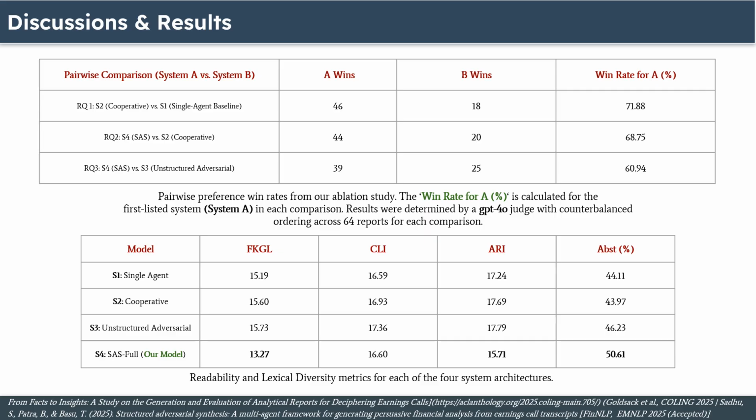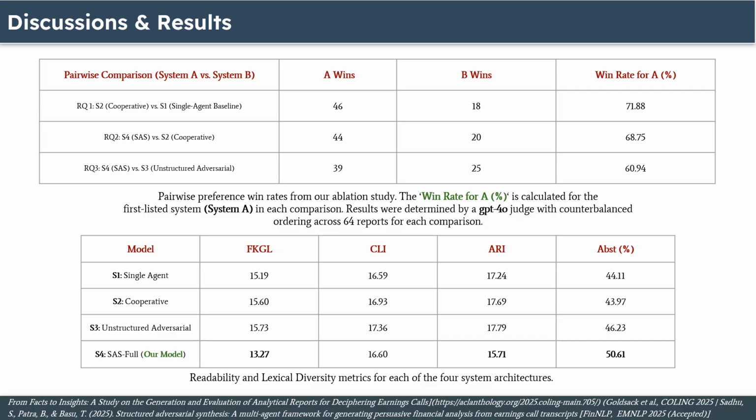Looking at the top of the table for research question 1, we see that the cooperative system S2, which benefits from our intelligence distillation, decisively outperforms the single-agent baseline with a nearly 72% win rate. This confirms that our Phase 1 is a critical value add. For research question 2, the results are even more striking. Our full adversarial system S4 achieves a 68.75% win rate against the strong cooperative baseline. This provides strong quantitative evidence for our central thesis that for this task, an adversarial process is a superior one. And for research question 3, we see that our structured moderated debate in S4 outperforms the simple unstructured version in S3, proving that the structure of the debate protocol is a key innovation.